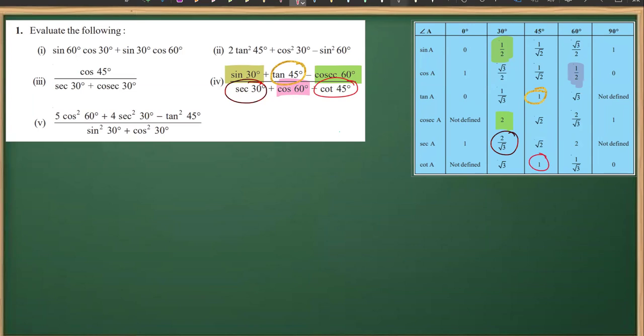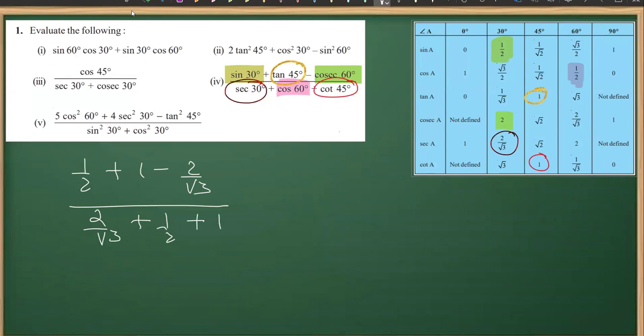Now, if I replace these values one by one, sin 30 is half, plus 1, minus cosec 60, which is 2 by root 3, that whole divided by sec 30, which is 2 over root 3, and then cos 30, which is half, minus, no, this is plus, cosec 45 is 1. So this is what we got after substituting these values.